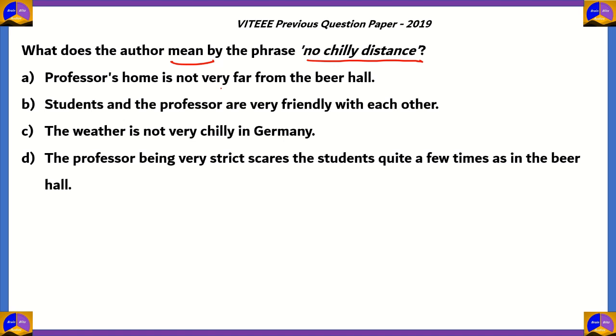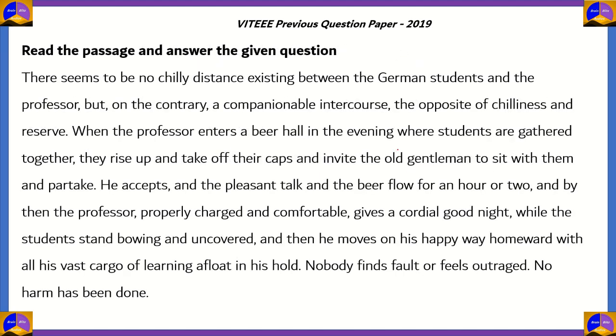We have four options. The professor's home is not very far from the beer hall. Students and the professor are very friendly with each other. The weather is not chilly in Germany. And the professor, being very strict, scares the students quite a few times, as in the beer hall. So, let's read that second sentence together, shall we? When the professor enters a beer hall in the evening, where students are gathered together, they rise up and take off their caps and invite the old gentleman to sit with them and partake.